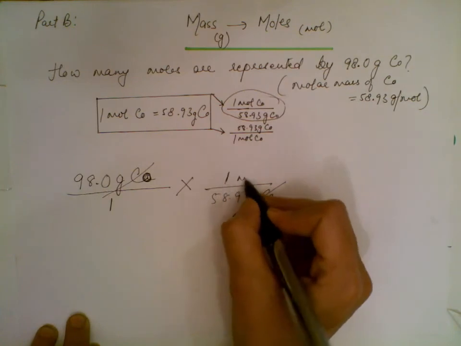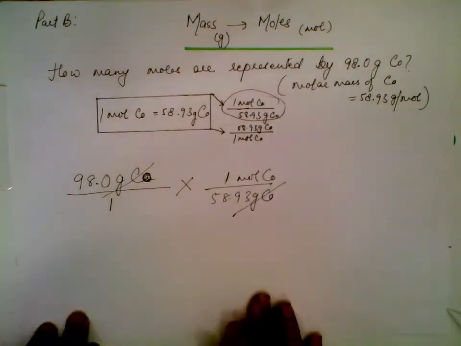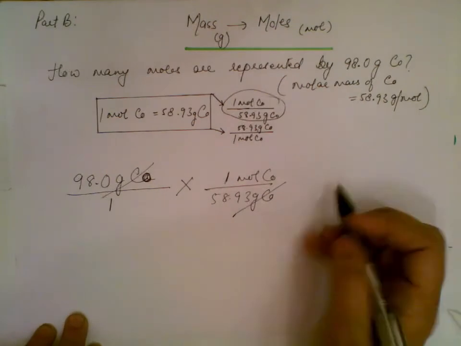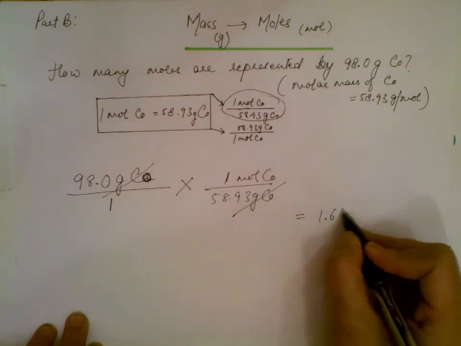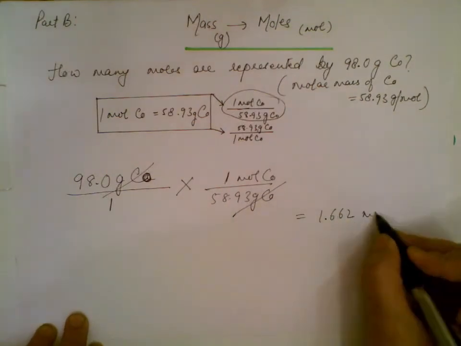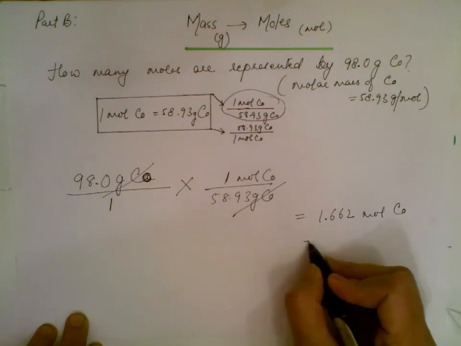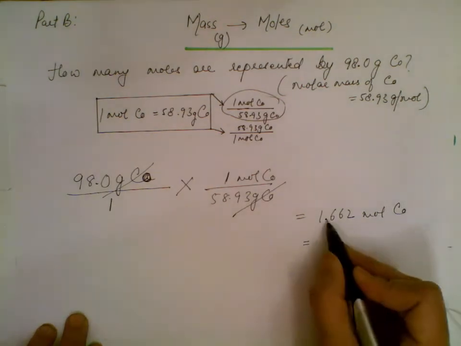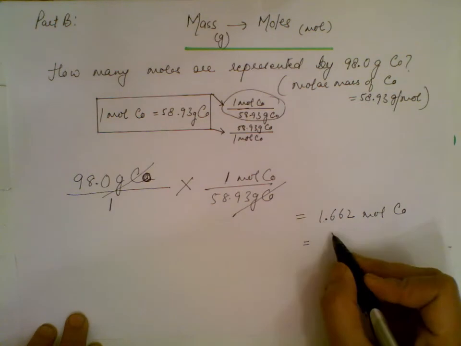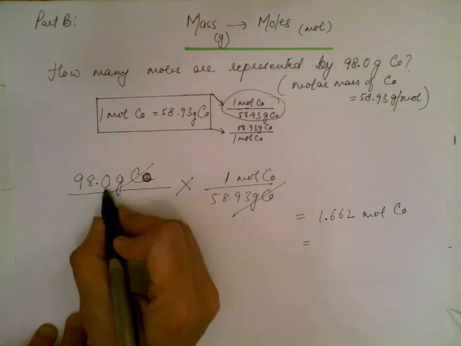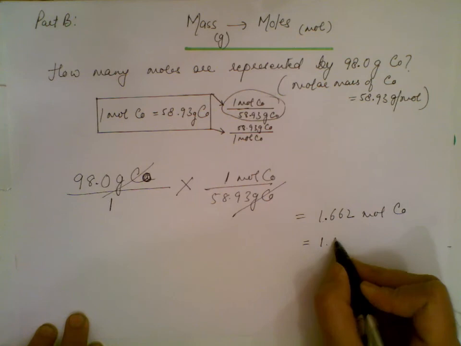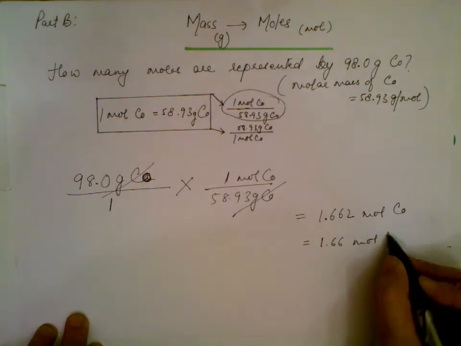1 mole of cobalt. Okay. Use your calculator, divide them. You're going to get 1.662 moles of cobalt, and it's already 1 digit to the left of the decimal. So you count 1, 2, 3, round off at the third place. You will get 1.66 moles of cobalt.